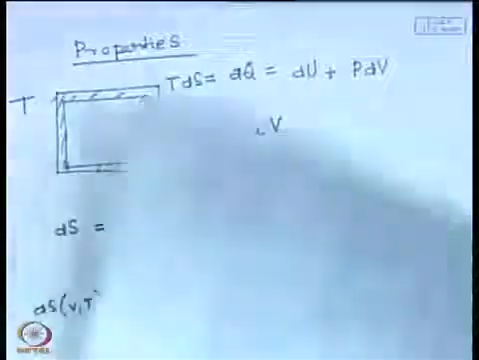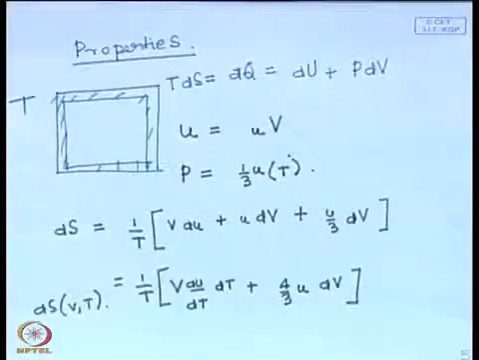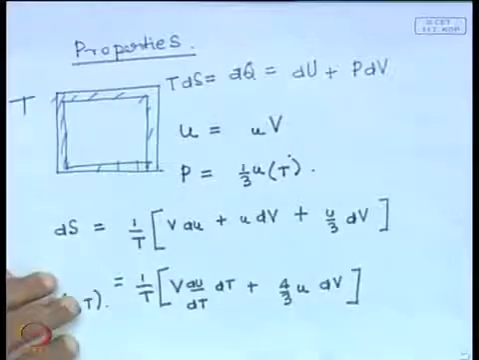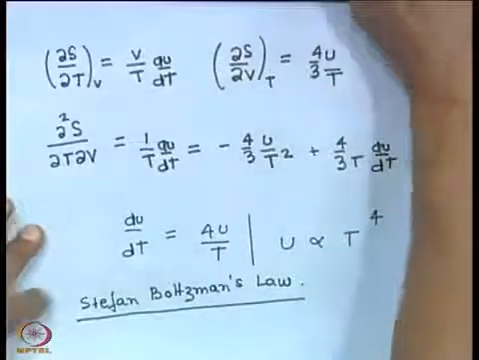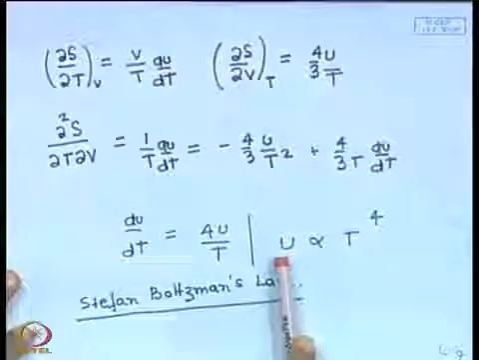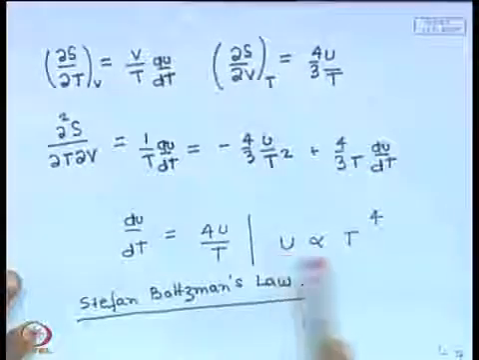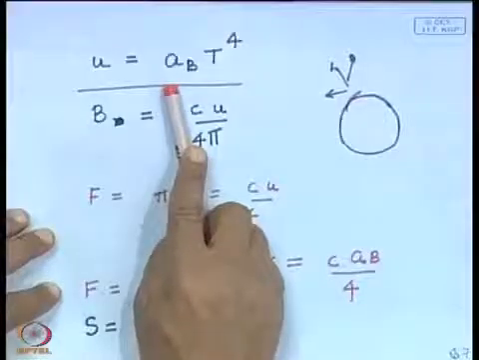Okay. Then having discussed this, we went ahead and calculated how the entropy depends on the temperature and the volume, and based on this we finally reached the conclusion that the energy density of this black body radiation is proportional to T to the power 4, and this constant of proportionality we called the Stefan constant.